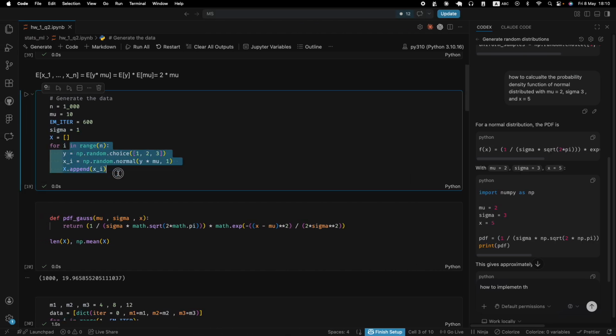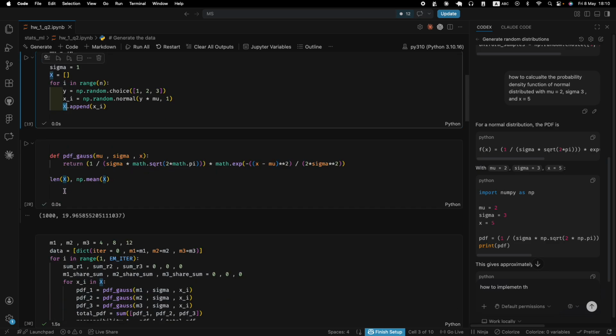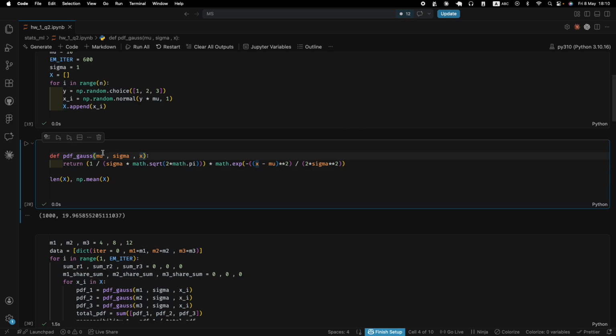So what I did was loop over all the n's. We get a random value for y, and then a random value for x based on that y, and just keep it all in a nice list of x's. Then I created a function for the probability density function of the Gaussian distribution, with the mu, sigma, and x. This is pretty common. If you have any more questions about that, I can show you.